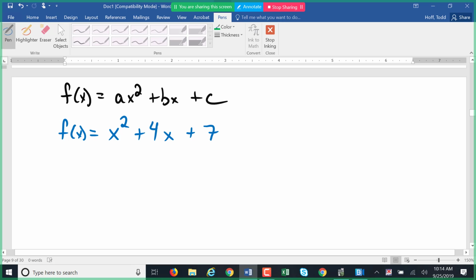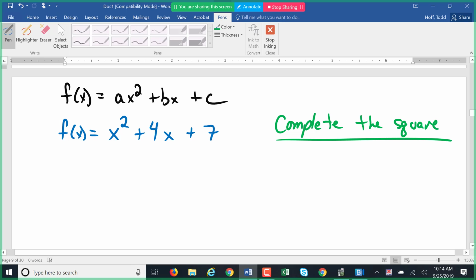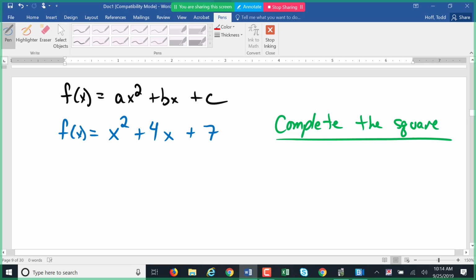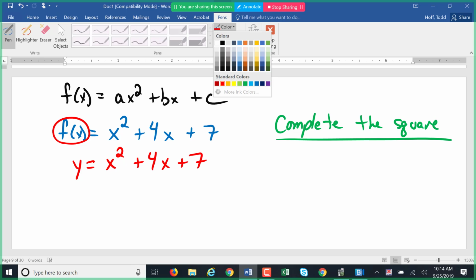What we're going to do is we're going to complete the square. We're not completing the square in an effort to solve the equation. We're completing the square in an effort to put this in graphing form. I'm going to put y in for f of x again, just because it's easier to work with.